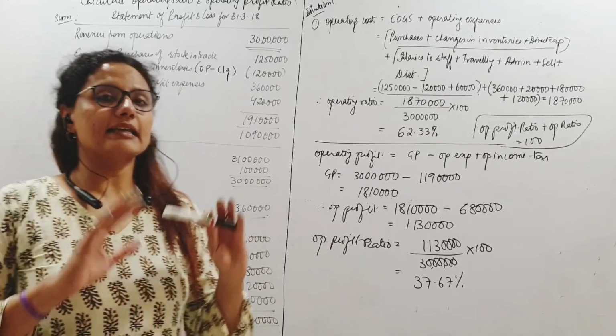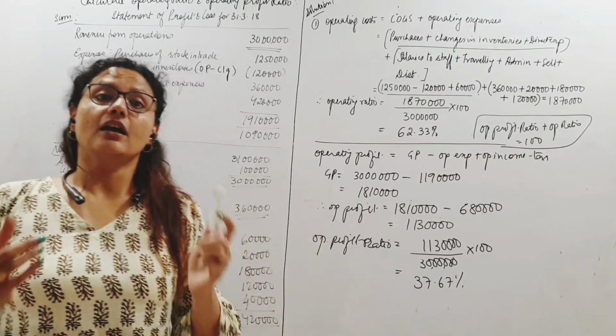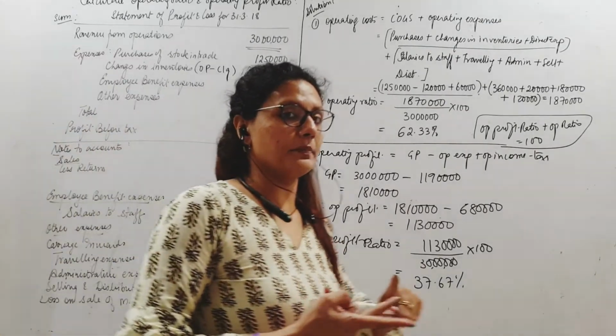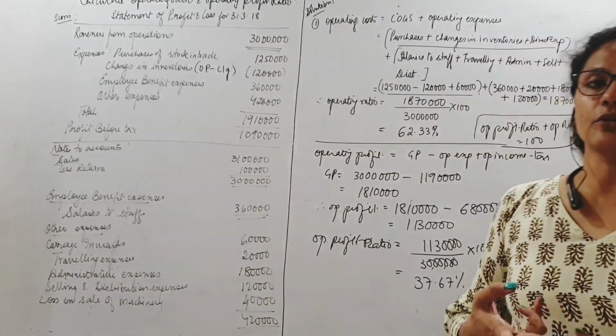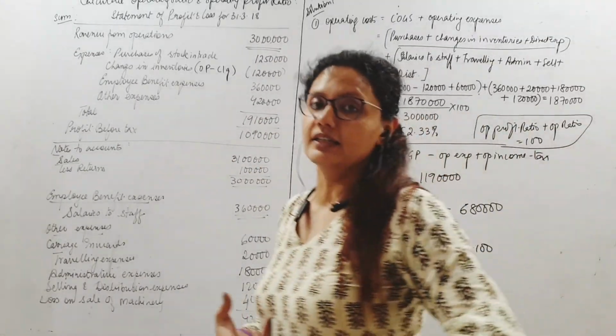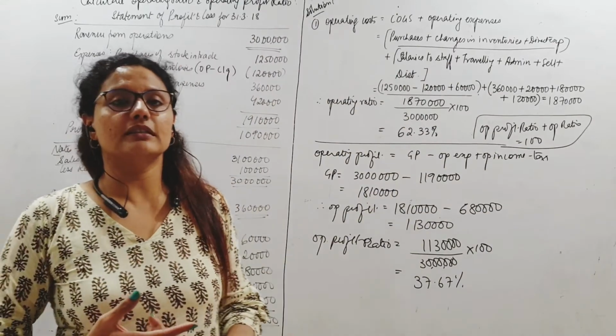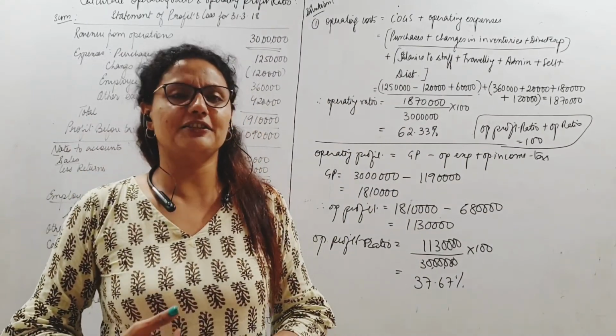I hope the entire concept of operating profit, operating expense, non-operating expense, operating income, non-operating income is clear to you. Okay? So practice more sums on these and get your concepts really clear.